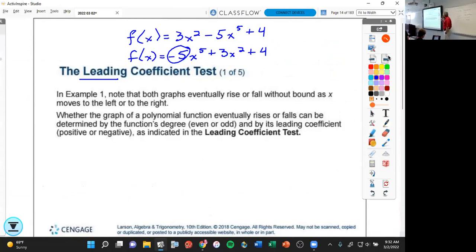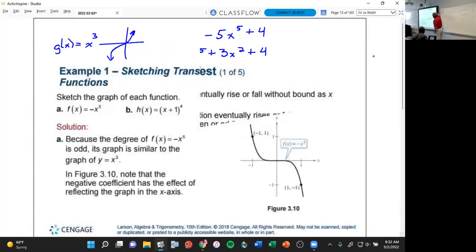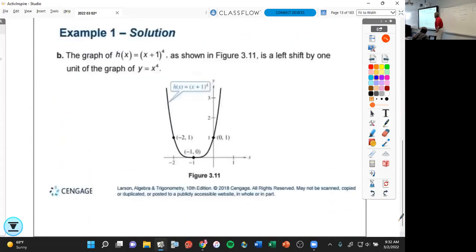Whether the graph of a polynomial function eventually rises or falls can be determined by the function's degree, even or odd. So when it was even, what were the ends doing? Let's go back to the even one. What are the ends doing? They're both increasing. What if I put a negative sign in front of x to the 4th? So when it's even, what can you tell me about the ends?